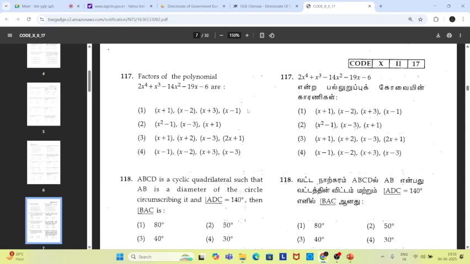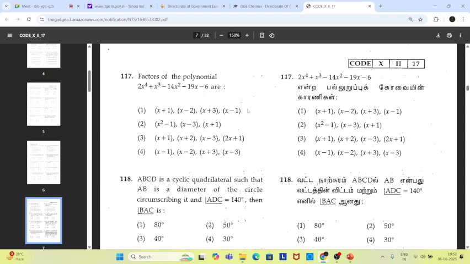The second one you don't get 6 at all, so that is out. The third one, 1 into 2 into minus 3 into 1, that you get minus 6. The fourth one, minus 1 into minus 2 is 2, 2 into 3 is 6, 6 into 3 is 18. You are getting minus 18, so that is also out. So the third option is the right answer. Even if you take one of the factors, you will get the right answer. You need not factorize the whole thing the way you do in your school.